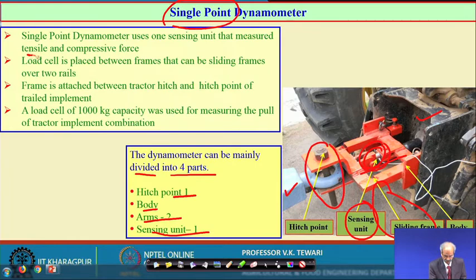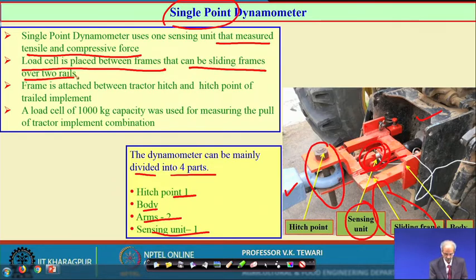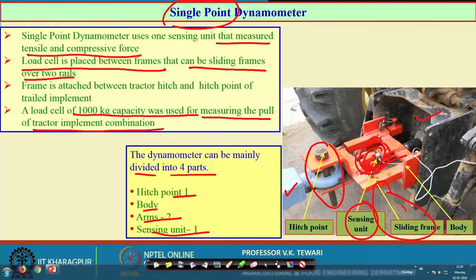The tensile and compressive forces are measured with this. The load cell is placed between the frames, that can be sliding frames over 2 rails as explained over here, and a load cell of 1000 kg capacity was used for measuring the tractor implement combination. Here particularly this 1000 kg was used because we only have the total load which is coming onto the ground and the friction. So, that is F into nu.